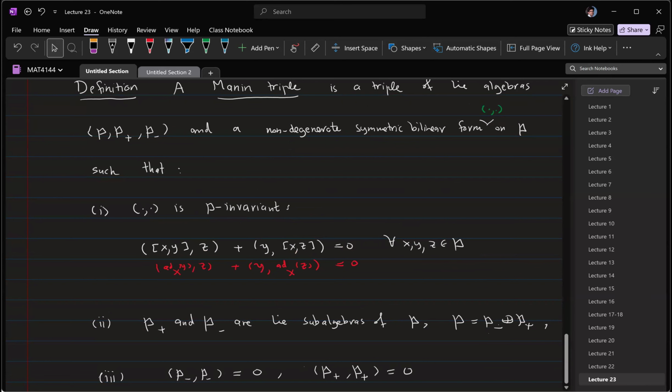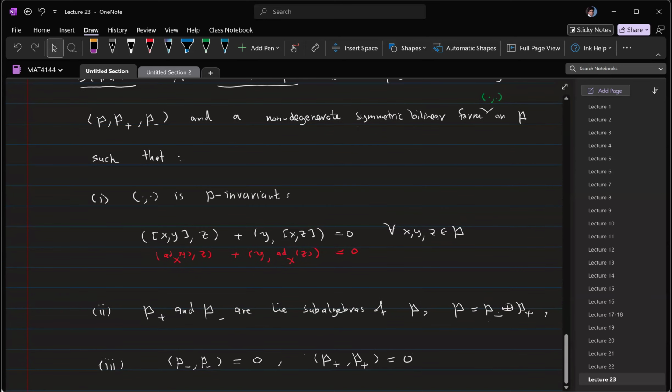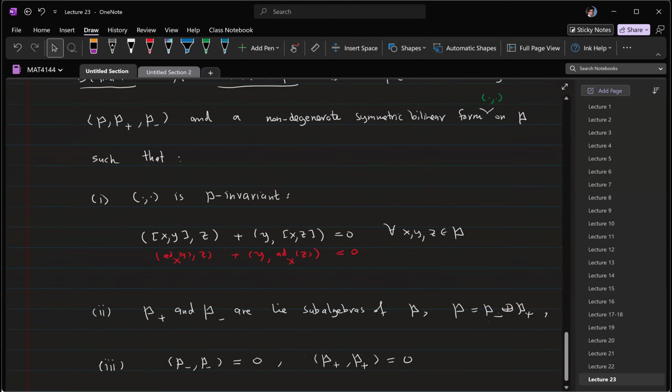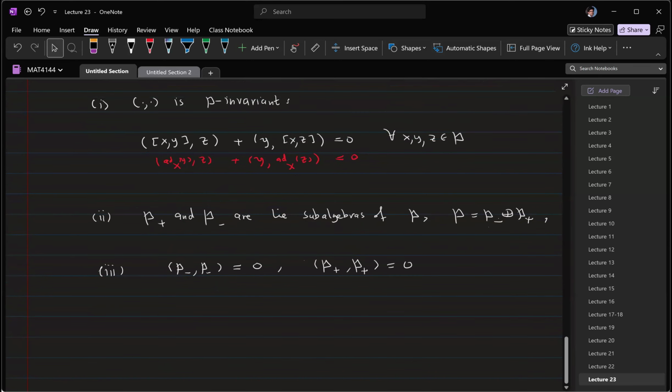Okay, so such a triple is called a Manin triple. A triple of the algebras P, P plus, P minus, such that P is a direct sum of P plus and P minus as vector spaces. P plus and P minus happen to be Lie subalgebras, but their bracket is not 0, so they're not commuting. So P is not a direct sum of these Lie algebras, more precisely. The bilinear form on P is invariant, and P plus and P minus are isotropic subspaces.